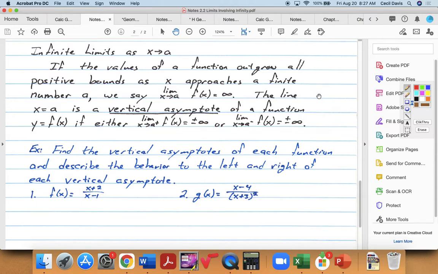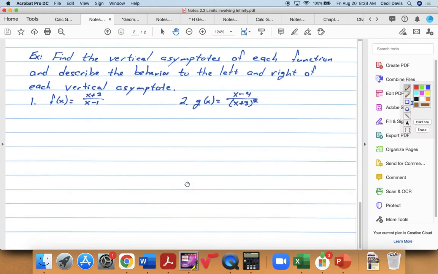So here, we're going to find the vertical asymptotes of each function and describe the behavior to the left and right of each vertical asymptote. Again, part of this is stuff that you did in pre-cal. So you did a whole bunch of these kinds of functions. These were rational functions. How do you find the vertical asymptote for a rational function? You look at what? Nope.